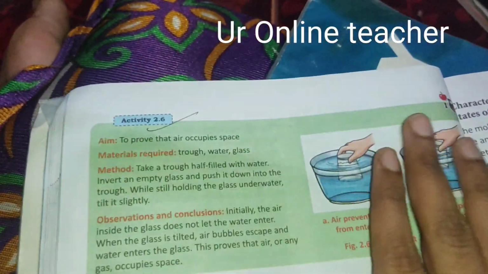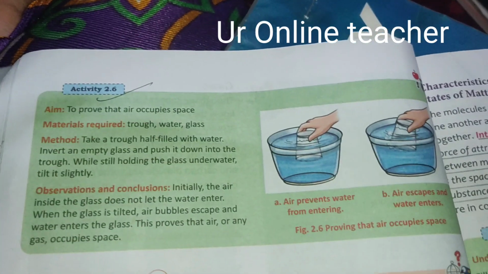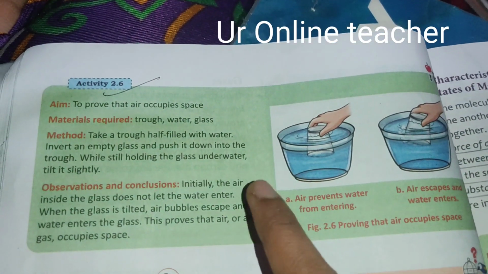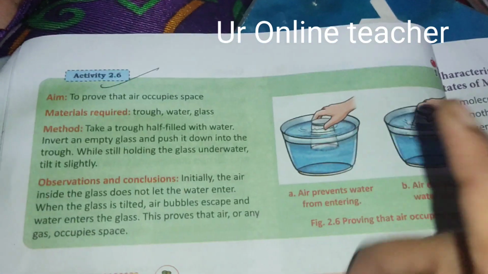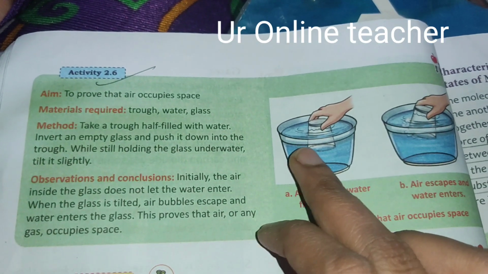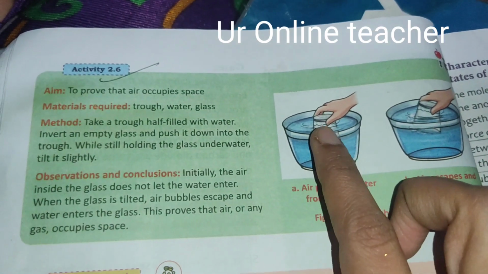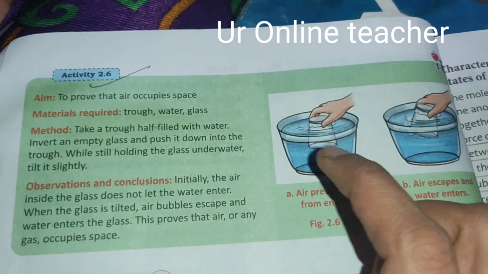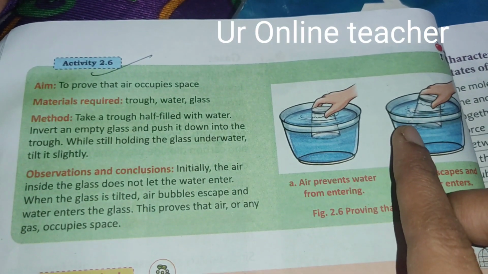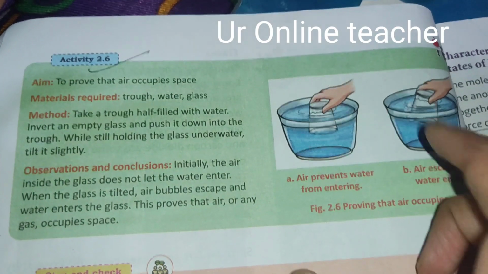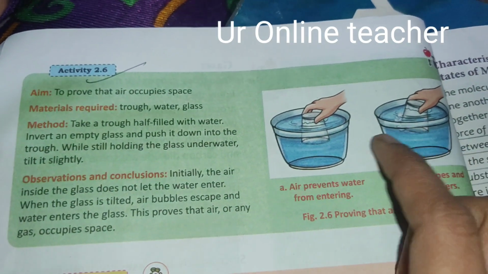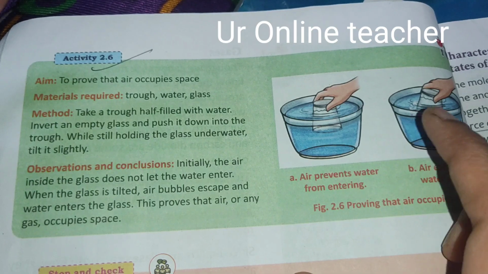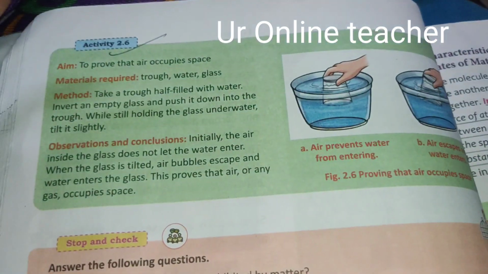One more experiment they gave to prove that air occupies space. You can do it at home. You need a trough, a glass, and water. Take a trough half filled with water, invert an empty glass and push it down while still holding the glass under water. Tilt it slightly. Then we can see some bubbles escaping from it. This proves that air or any gas occupies space.